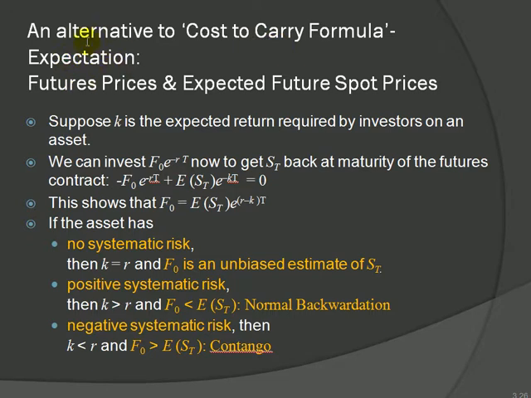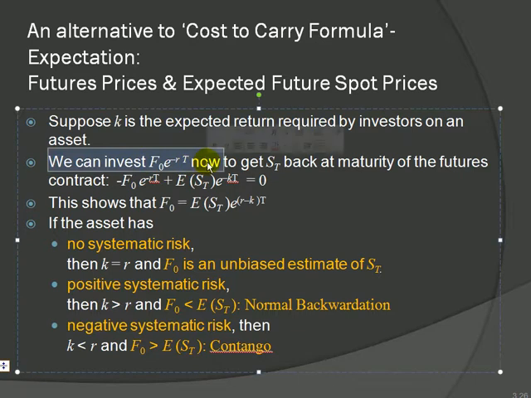the expectation theory in determining future and forward price. Suppose K is the expected return required by an investor on an asset. We could invest F0 times e to the negative RT now. Then on maturity time T, this will grow to F0. That means this implies that you buy a futures contract with future price F0 now. So to make this F0 on maturity date, you're going to invest this much now.